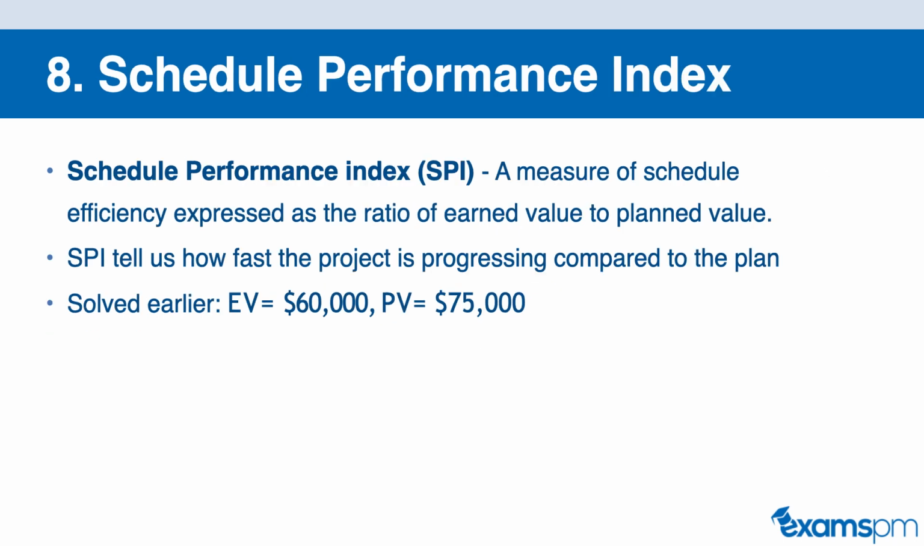Similarly, we can also express our schedule as an index or a ratio as well. And this is called the Schedule Performance Index, or SPI. This is a measure of schedule efficiency expressed as a ratio of earned value to planned value. So the SPI tells us how fast the project is progressing compared to the plan.